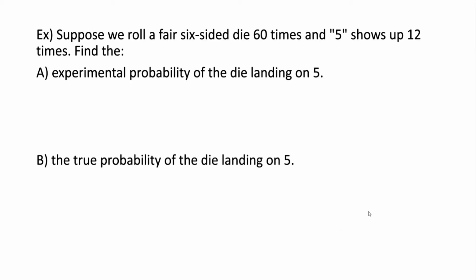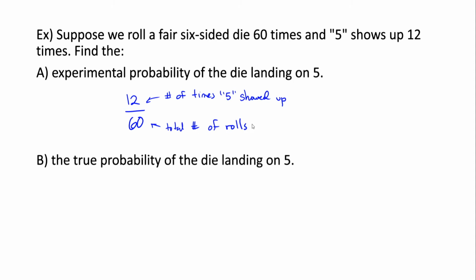So let's look at an example. Suppose we roll a fair 6-sided die 60 times and 5 shows up 12 times. First, find the experimental probability of the die landing on 5, then find the true probability of the die landing on 5. So the experimental probability, we know from last time, will just end up being 12 over 60 because we rolled the die 60 times and 5 showed up 12 times.